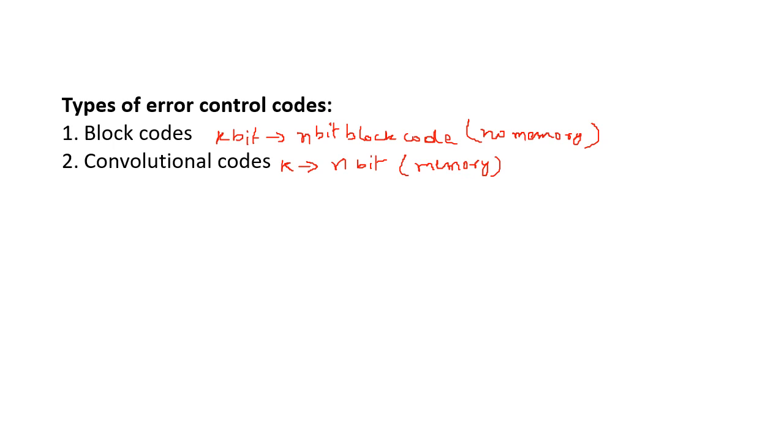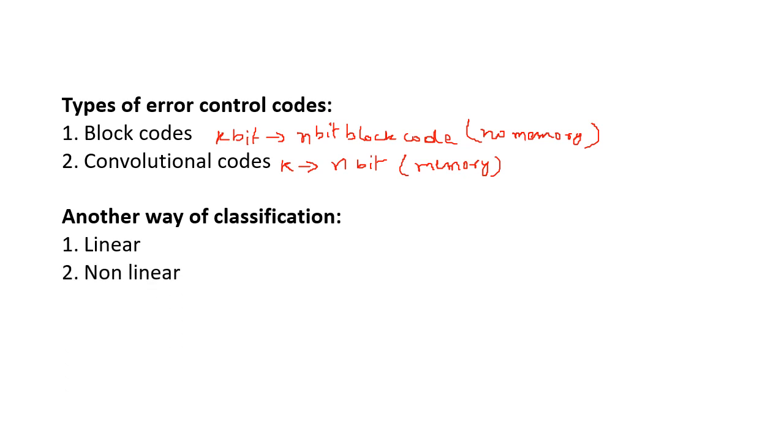Apart from these two categories, we can also categorize the error control codes as linear codes and non-linear codes. We'll see what these two are when we solve the problems. A linear code satisfies the linearity property, which we will see when we solve the problems later.